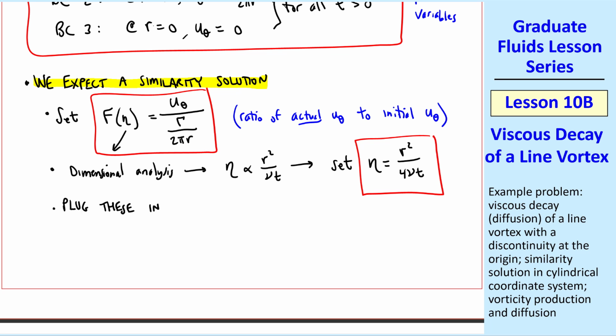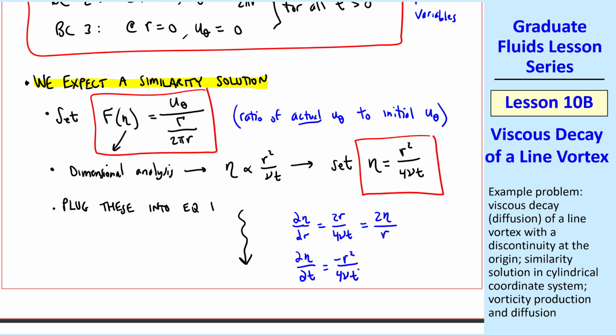We plug these into equation 1, and we do lots of algebra, including the chain rule for all the derivatives. I won't do all the algebra here, but I'll show you an example. Del eta del r is 2r over 4 nu t from here, but since eta is r squared over 4 nu t, we can write this as 2 eta over r. Similarly, del eta del t is negative r squared over 4 nu t squared, which again we can rewrite using eta as negative eta over t.